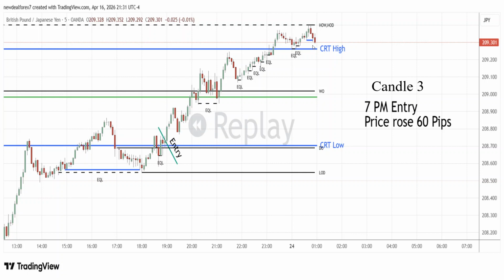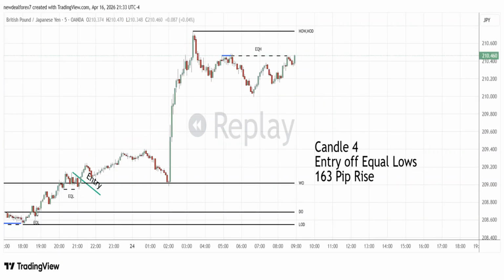The price just rose 60 pips. So that would have been a great trade. And then candle four, from the daily open, these equal lows are holding. Entry could have been right there. Not sure what time that was, but this price exploded 163 pips to the upside. Again, just focusing on buys, not worrying about shorts.